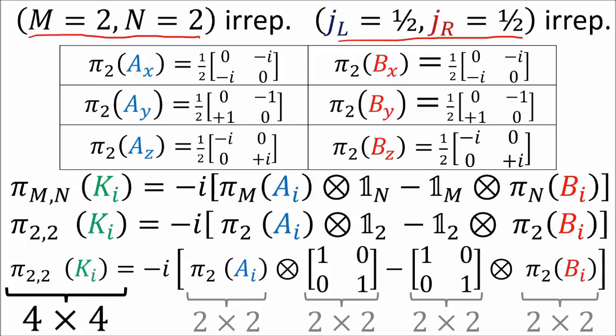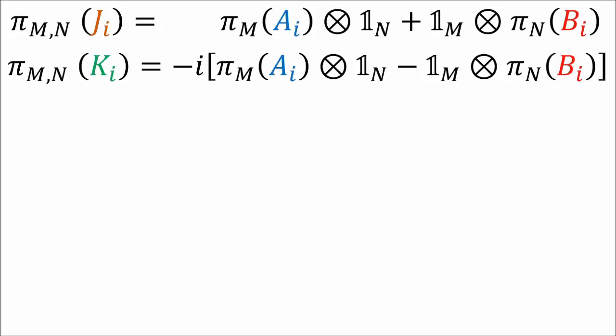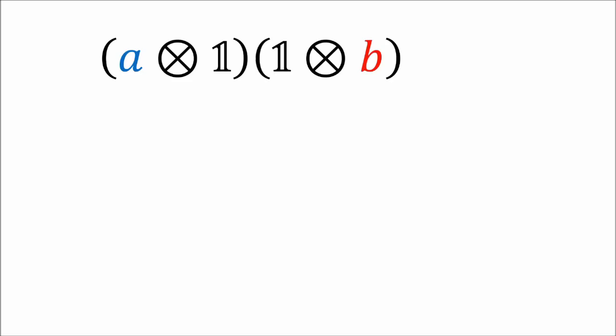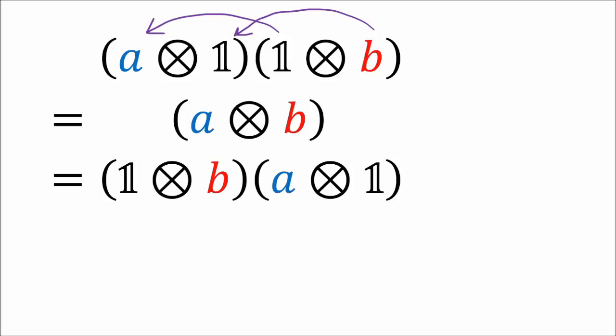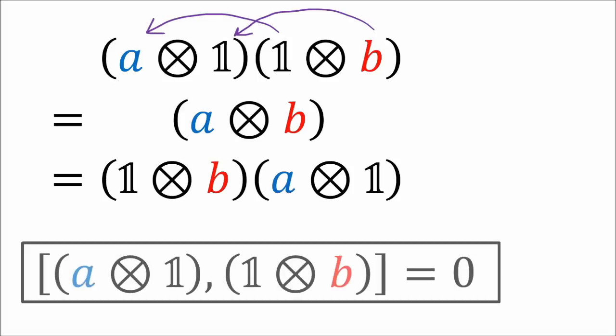Now, to get the actual group representation matrices that do Lorentz transformations, we need to exponentiate these generator matrices. Before I do that, I want to go over a few properties. If we have a formula of the form A tensor identity applied to identity tensor B, then by tensor product rules, we can apply first to first and second to second to get A tensor B. This also equals identity tensor B applied to A tensor identity, so the two terms commute with each other.